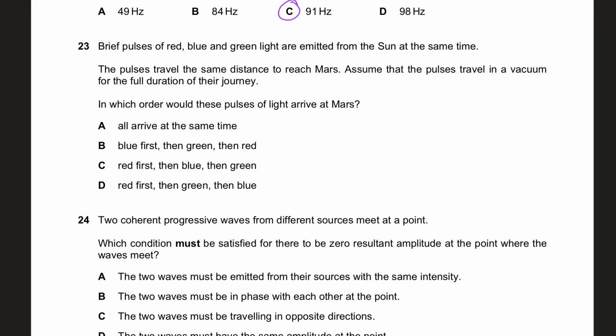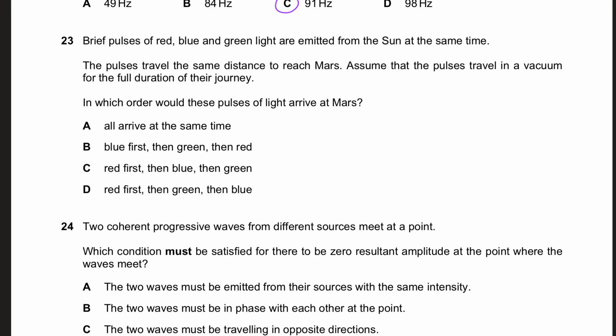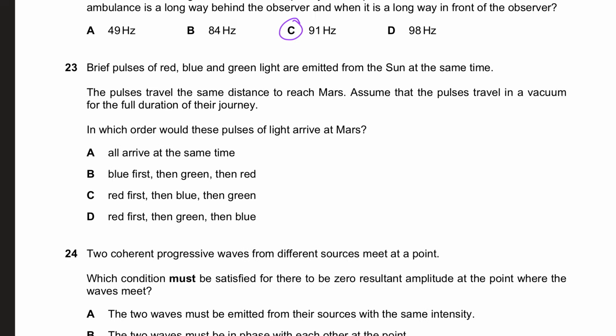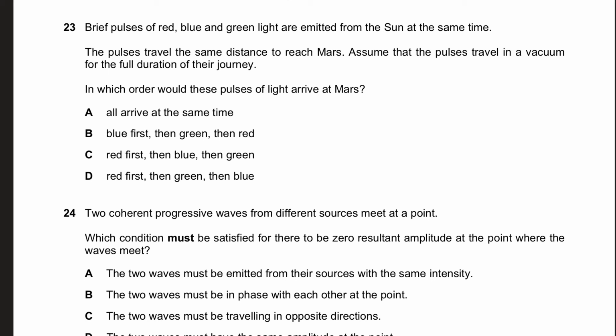Question 23 says, brief pulses of red, blue, and green light are emitted from the sun at the same time. The pulses travel the same distance to reach Mars. Assume that the pulses travel in a vacuum for the full duration of the journey. In which order would these pulses of light arrive at Mars? So let's say this here is the sun, and we've got Mars here, and we've got red, blue, and green light. They're all traveling from the sun to Mars.